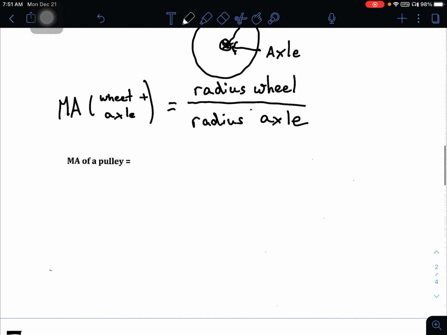All right, final type of simple machine we're going to work with today. We're not going to do screws and wedges, although there are formulas for their mechanical advantage as well. But we're going to talk a little bit about pulleys. Pulleys are a little bit of a special situation.